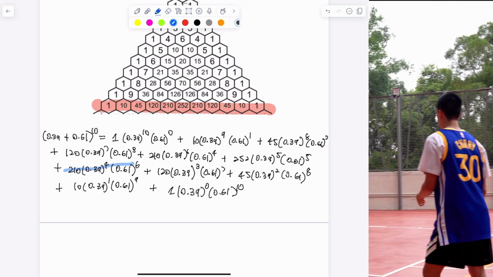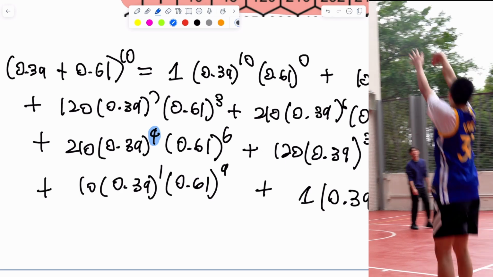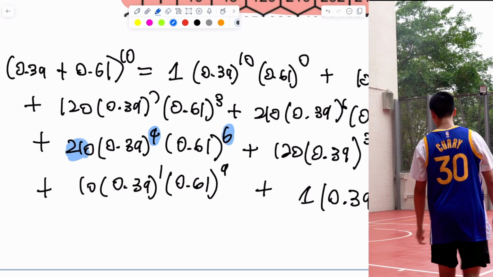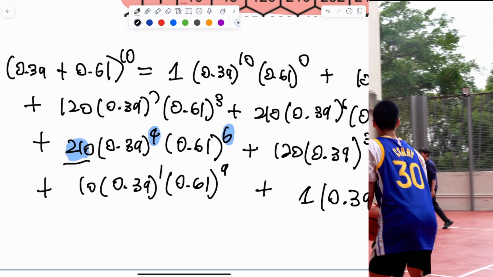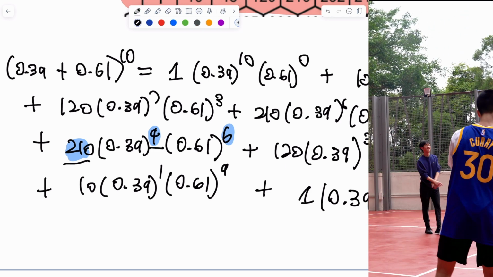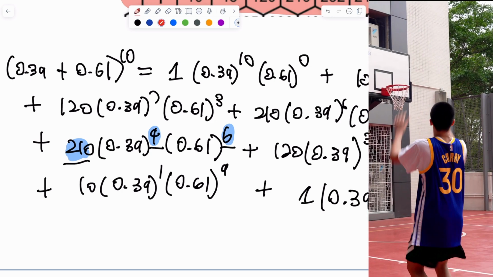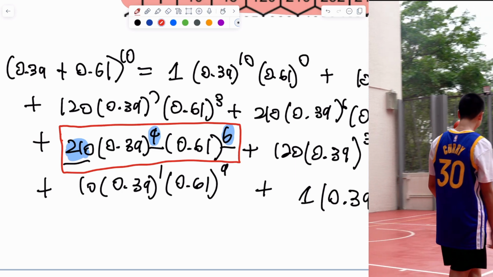Well, let's zoom into one term. In this term, the power of 0.39 is 4, and the power of 0.61 is 6. The coefficient is 210. What this means is there are 210 ways for Steph Curry to make exactly 4 threes and miss exactly 6 threes. If you multiply the constants together, you will get the probability that Steph Curry makes exactly 4 threes and misses exactly 6 threes.